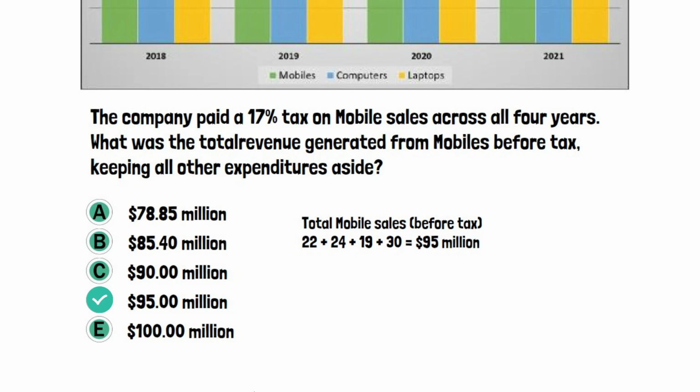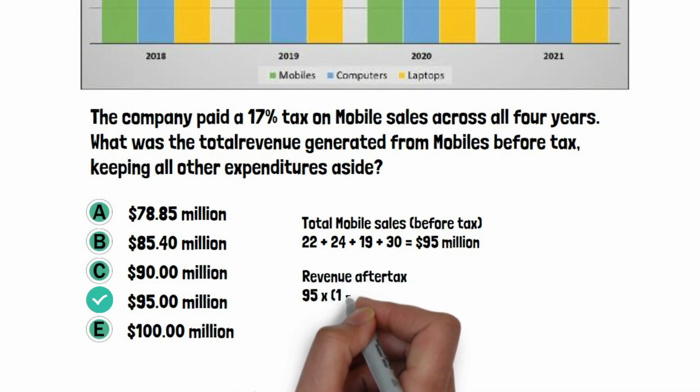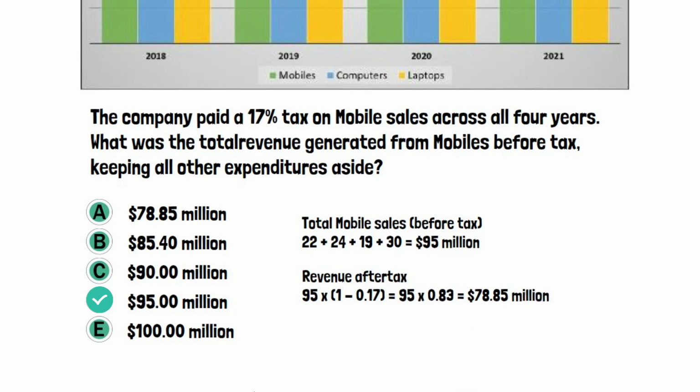Now, if tax is 17%, then revenue after tax equals 95 times (1 minus 0.17), which is 95 times 0.83, equals $78.85 million. Since the question asks for revenue before tax, and that is simply $95 million, the correct answer is D.